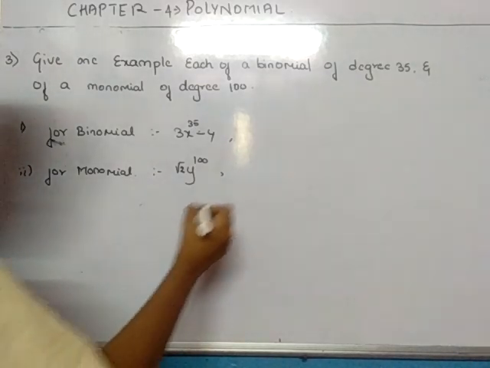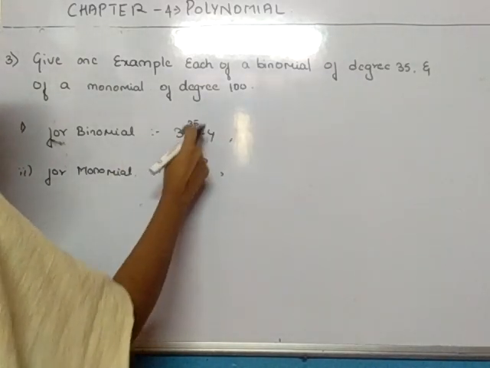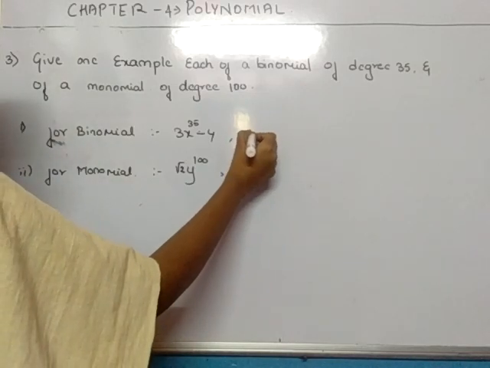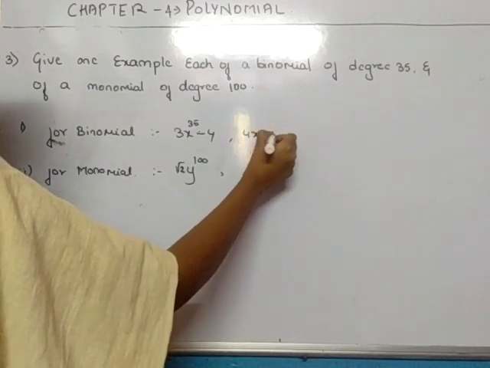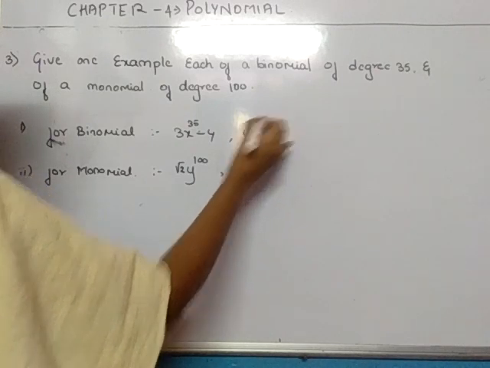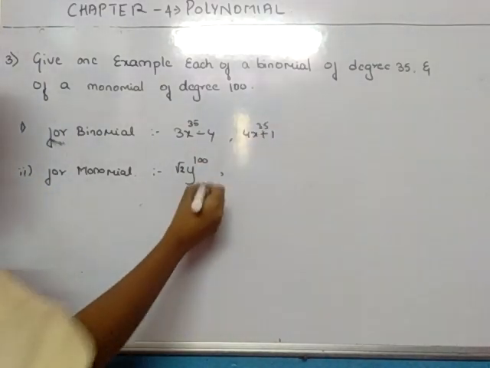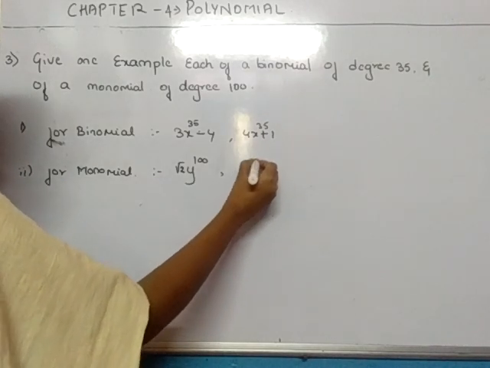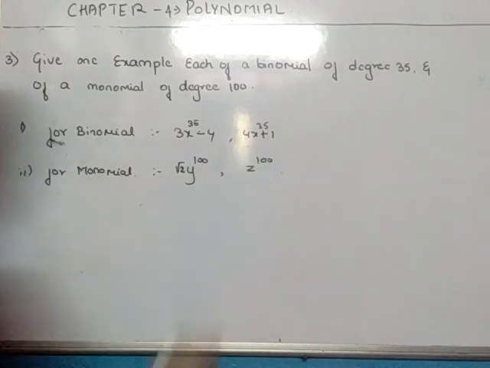Here I am giving one more example for the monomial whose degree is 35. That is 4x plus 1 raised to 35. Yes or no? And similarly for this also you can give z raised to 100. These are the examples for the binomial and monomial of degree 35 and 100 respectively.